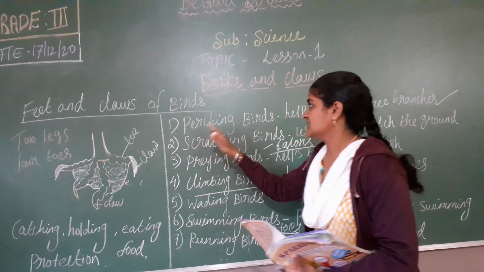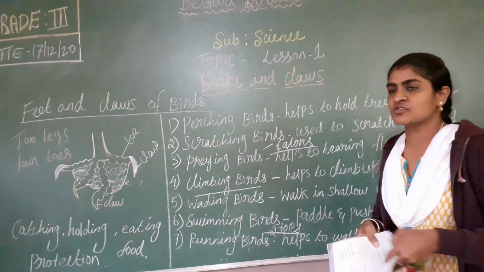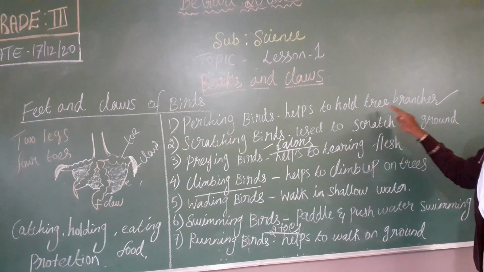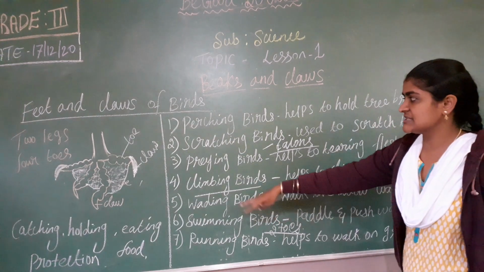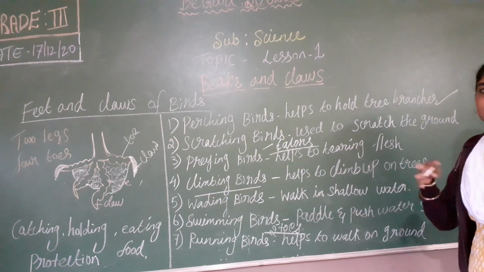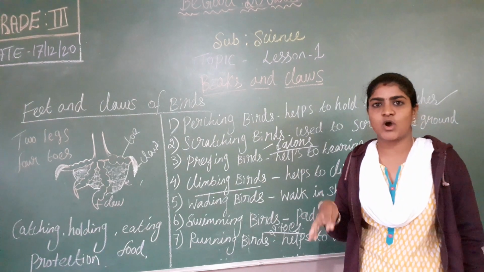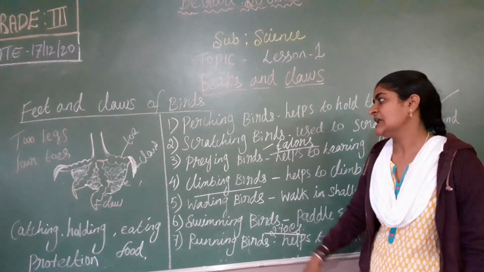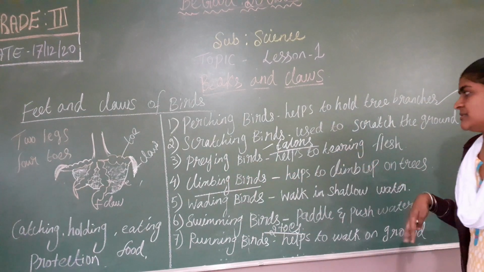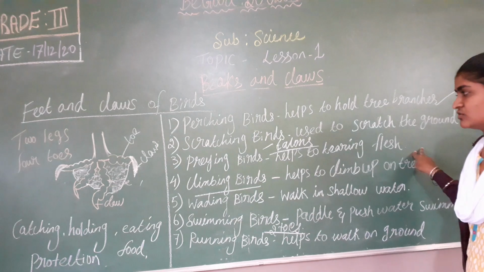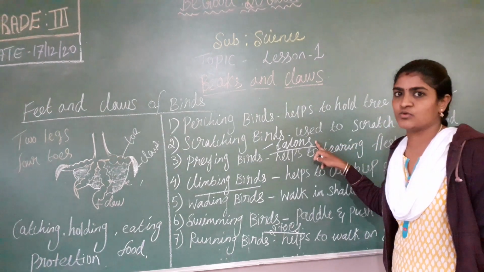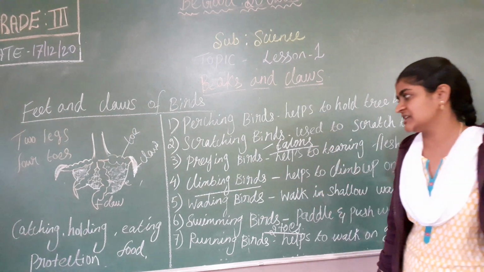Next, there are different types of birds based on the function. The perching bird helps to hold the tree branches. The second one is a scratching bird. It is used to scratch on the ground, searching for grains, insects, worms, whatever is present on the ground. Next one is the praying birds. This bird's claws are helpful to take the flesh. Those kind of claws are called talons. They are very sharp and curved in nature.